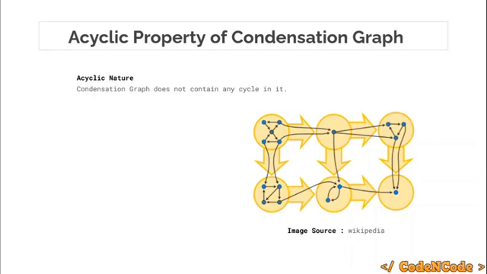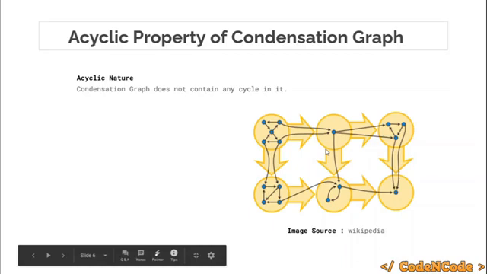Now see, to prove it, assume that there is actually a cycle. We are claiming that the condensation graph does not contain any cycle. This is our claim. Now to prove that, you can simply use contradiction. So assume that there is a cycle, let's say there is a cycle between these 4. If there was a cycle, then these 4 would form a single strongly connected component, not multiple strongly connected components.